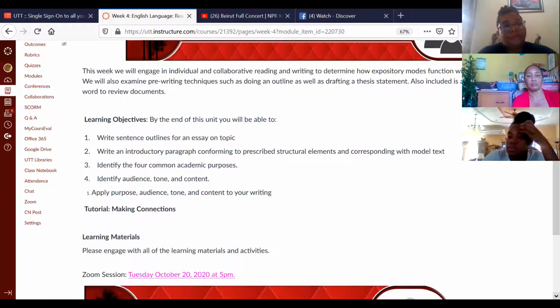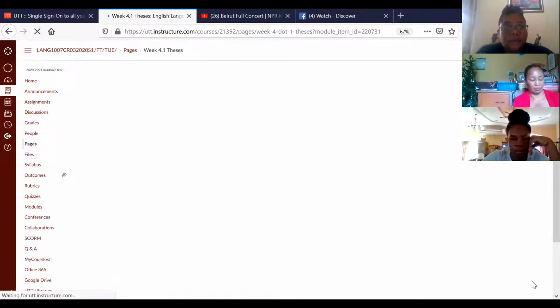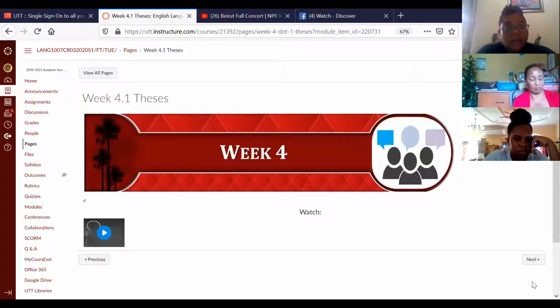Right, so we're looking at doing outlines specifically for an ABD, but outlines in general: writing an outline for an essay, an outline for an ABD essay, how to write an introductory paragraph in any mode, the four common academic purposes, and identifying audience, tone and content. Right? So the first thing, writing a thesis statement, right?